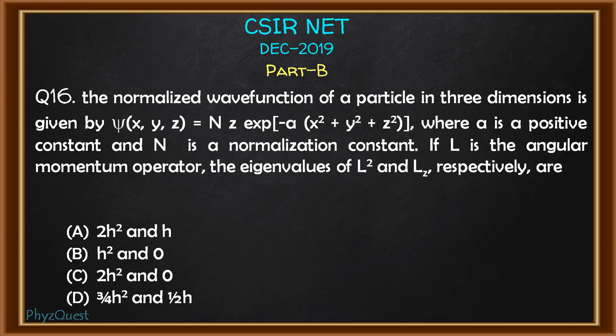The question is: the normalized wave function of a particle in 3 dimensions is given by psi(x, y, z) = N z exp(-a(x² + y² + z²)), where a is a positive constant and N is a normalization constant. Now, if L is the angular momentum operator, we need to find the eigenvalues of L² and Lz. Four options are given and we need to choose the correct option.